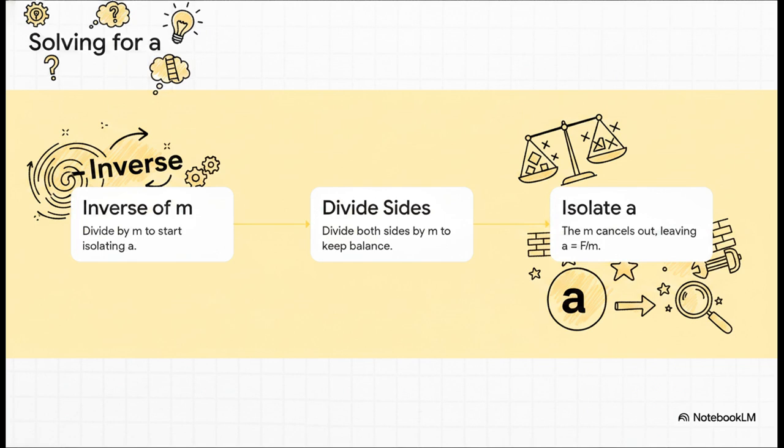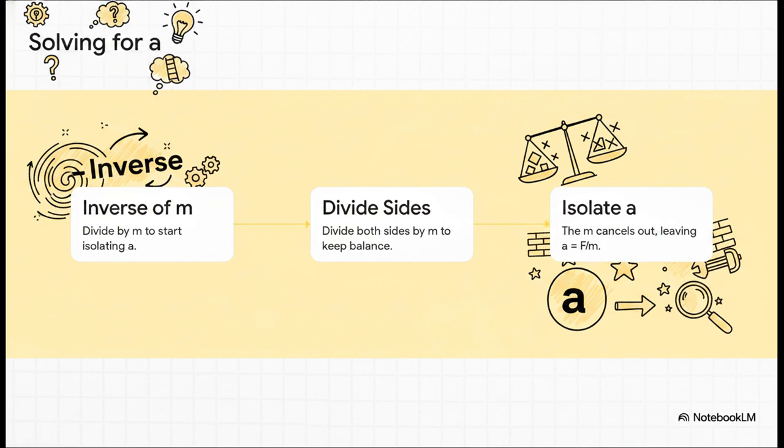We want to isolate a. Right now, a is being multiplied by m. So step 1, we identify the inverse operation. The absolute opposite of multiplying by m is dividing by m. Step 2, to keep things totally balanced, we divide both sides of the equation by m. That gives us F divided by m on the left and m times a divided by m on the right.